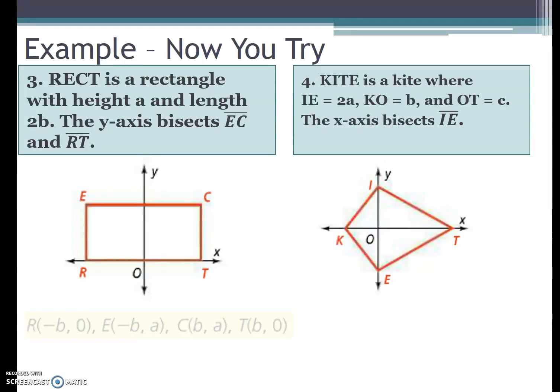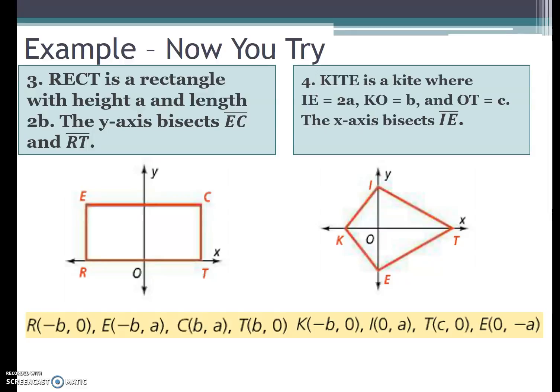Okay, so let's see how you did with that one. For number 3 there on the left, this is what you got. And for number 4, this is what you got there. We should not be using any new letters at this point because we had enough information.